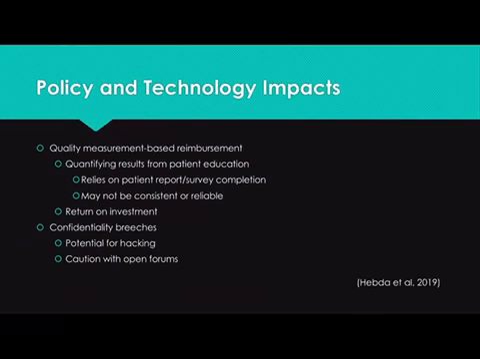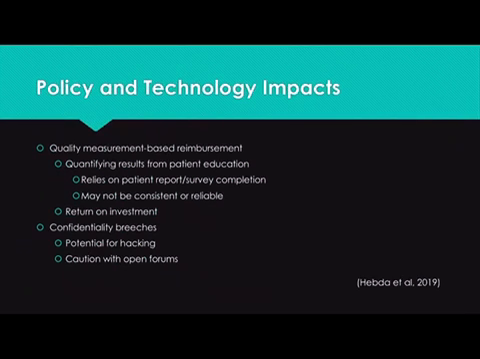Policy and technology impacts, quality measurement-based reimbursement. So we want this project focuses around your discharge instructions and your discharge planning, and quantifying the results from that patient education would be difficult. It relies on patient report and survey completion, which may not be consistent or reliable. And then also, you're putting a lot of money into it. Are you getting enough reimbursement back? Enough results to get the reimbursement?